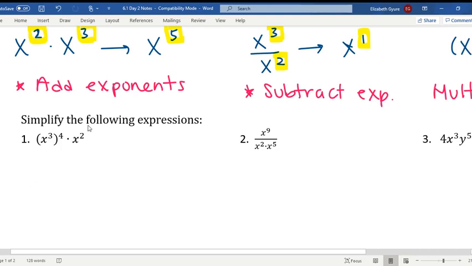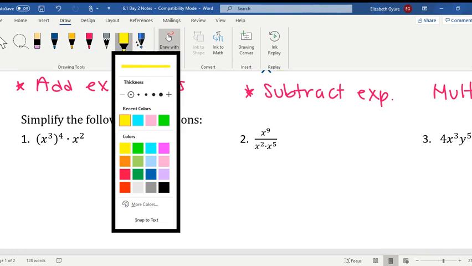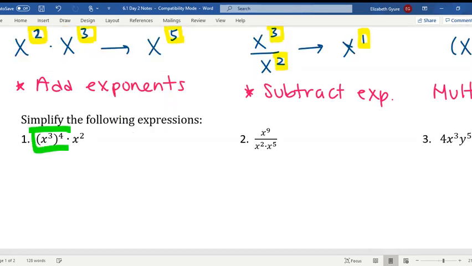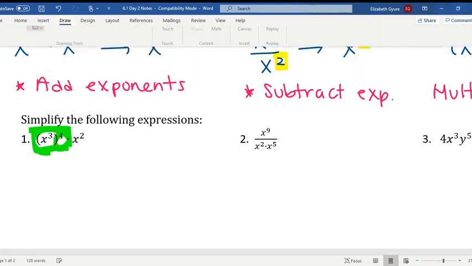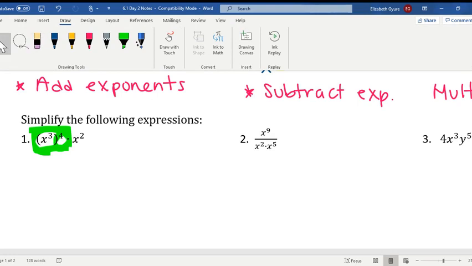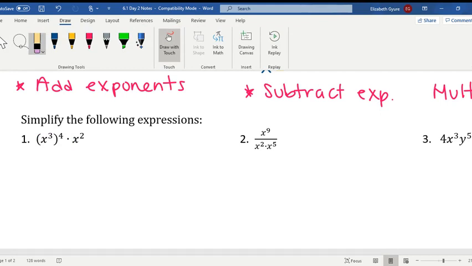So if you take a look at this, let's look at this first part here. Go from left to right. I have in parentheses x to the third to the fourth, right? X to the third to the fourth. Take a look. Oops, sorry. Not trying to draw all over this, trying to erase. Take a look at your rules up above.